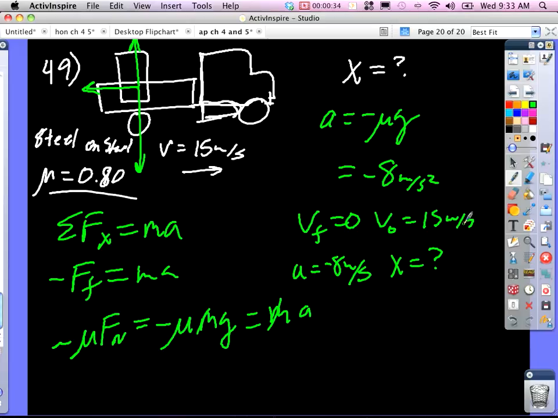So then x is equal to what? I would use x is equal to vf squared minus v0 squared all over 2a. And of course, vf is 0. So this is 15 squared, which is 225, divided by 16. So it's around 15 or 14 or something like that.